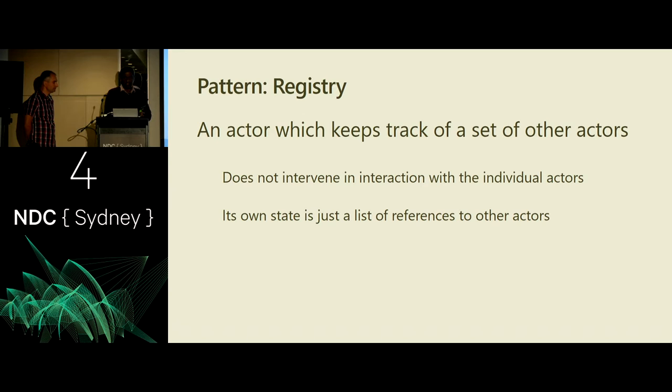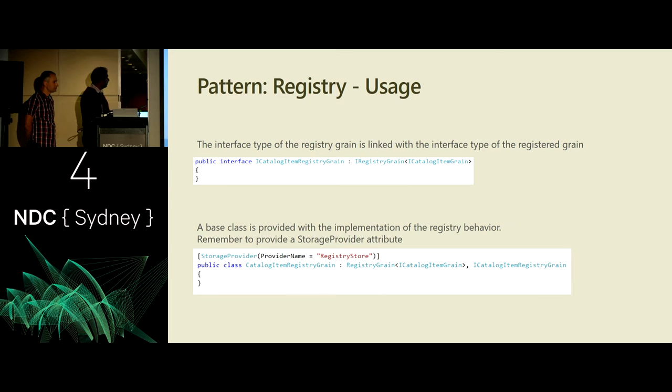This is a fundamental pattern. Again, we'll see this being used all over the place. And the state management of this registry grain is taken care of in the pattern, so you don't have to write the management of the list of grains and so on. Again, the usage is fairly trivial. This time, we say, hey, we would like to register a bunch of iCatalog items into your registry. And again, very complex implementation, which simply derives from the registry grain, right? Underneath the covers, the registry grain knows how to take care of doing stuff.